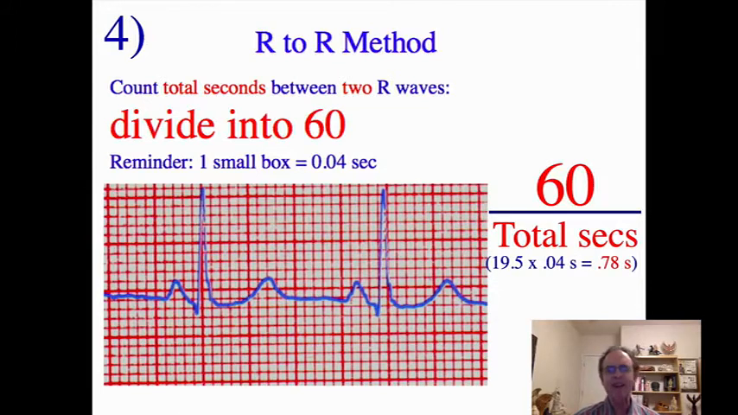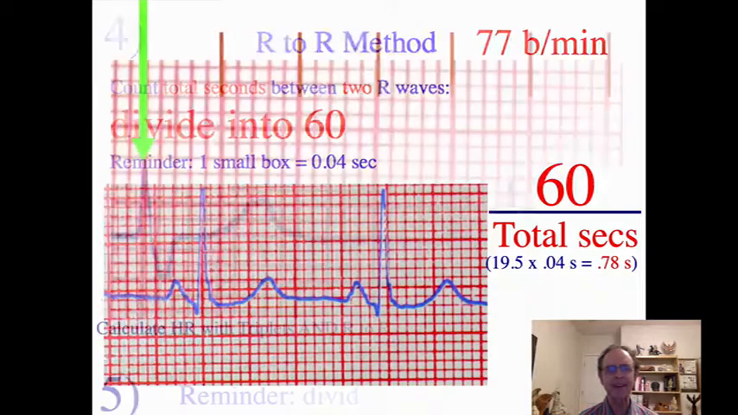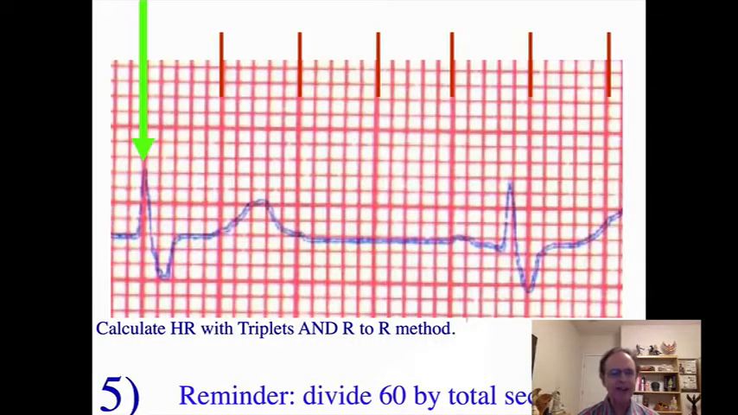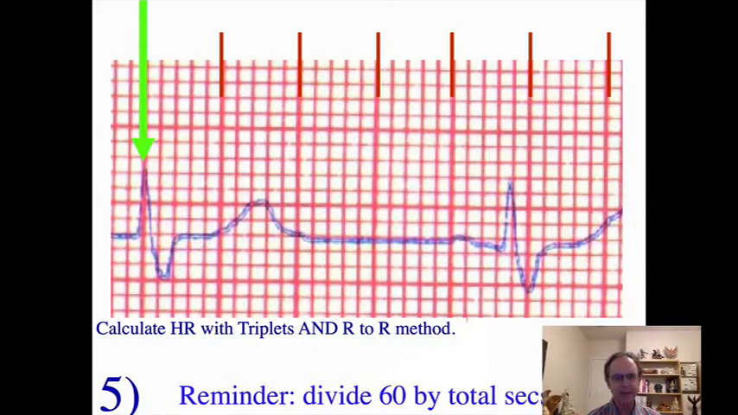Gives us 0.78 seconds. Now class, get your calculators out. 60 divided by 0.78 seconds, what do you get? 77 beats per minute. And that's the R to R method. Okay, calculate heart rate with triplets and R to R method. This is question number 5.